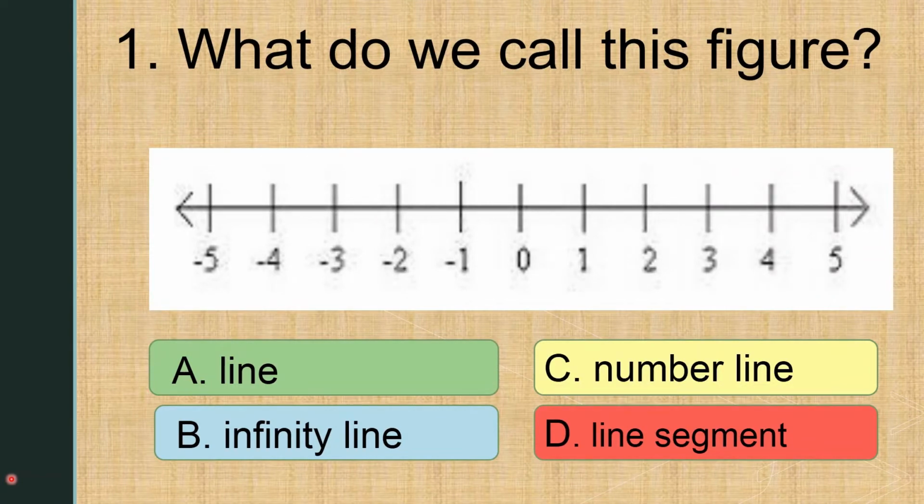The correct answer is letter C. Number line. For an obvious reason that this figure is composed of the numbers and a line. One characteristic of a line is that it goes on forever in both directions. It has two arrowheads. That means it can be extended in these two directions up to infinity, just like the numbers. They go on forever. You get it? Good.